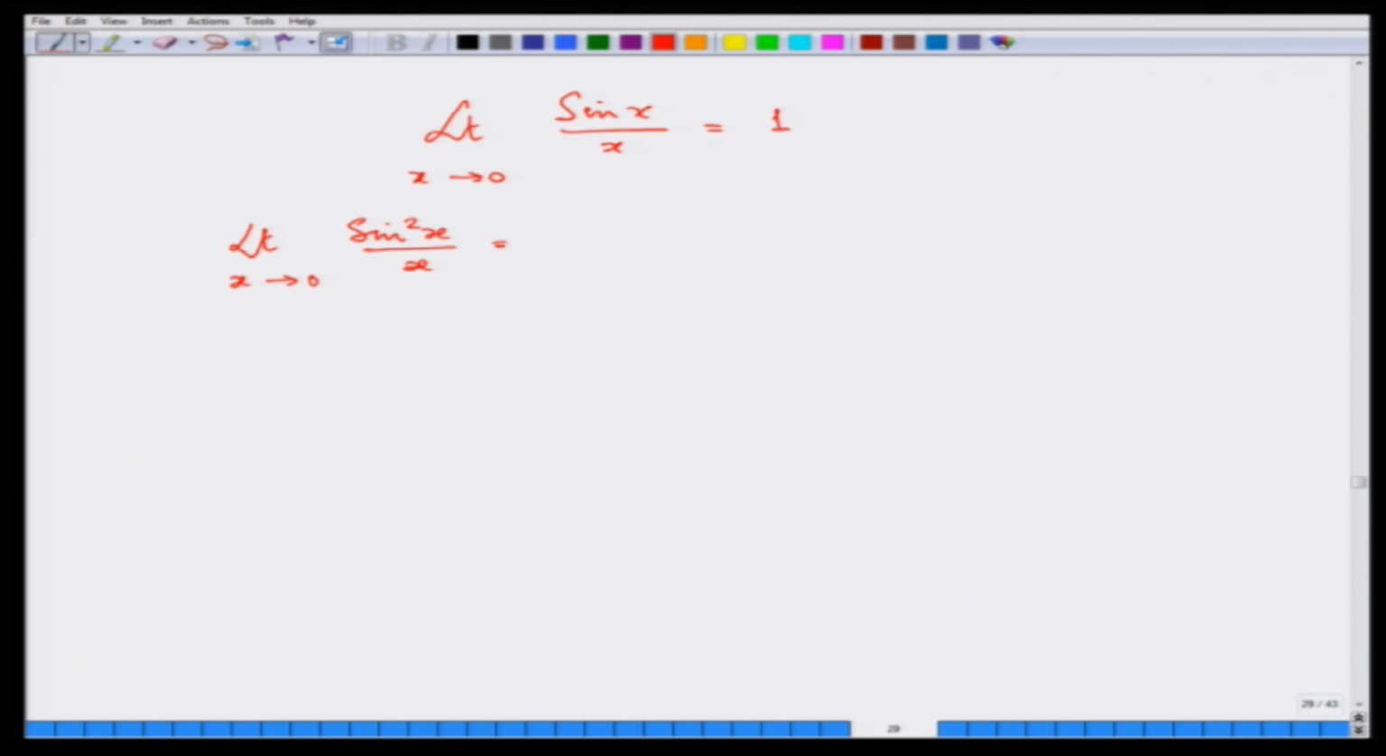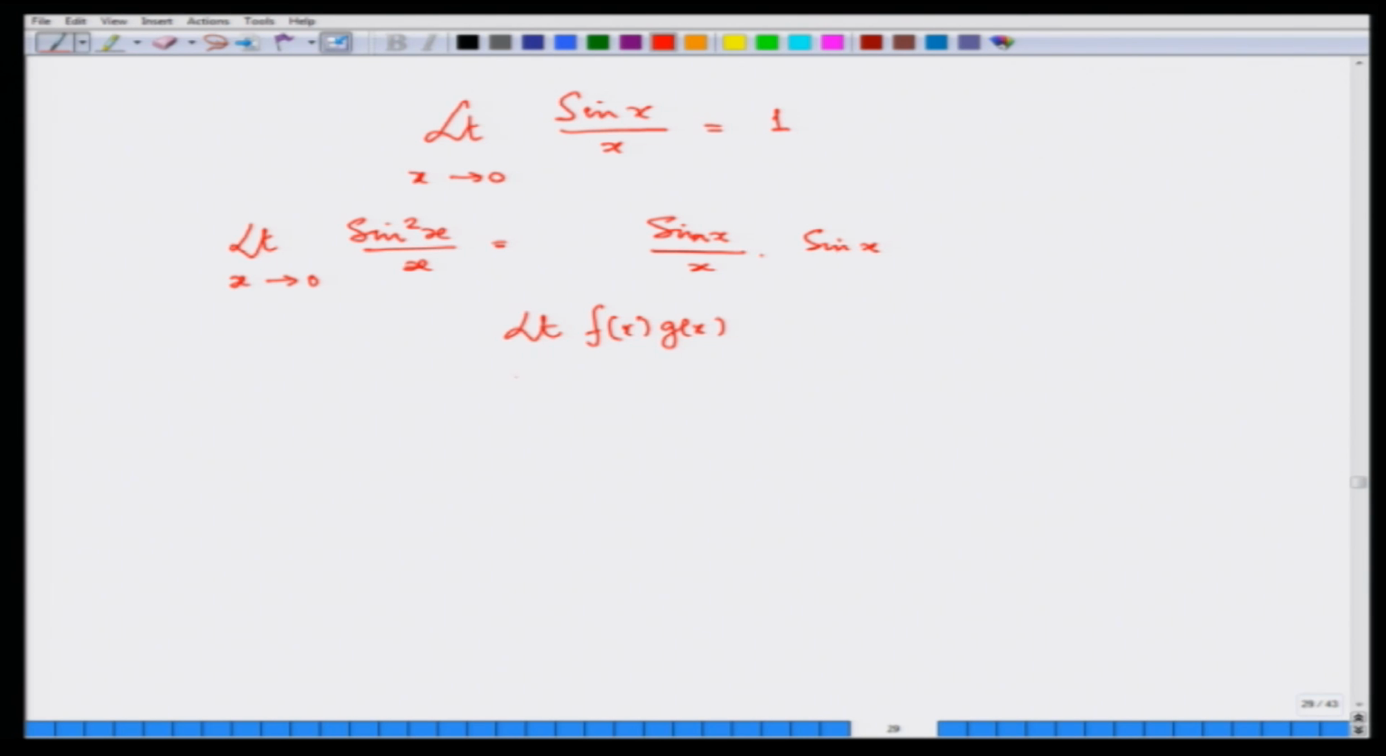It looks very surprising, and it is 0 by 0, but now we can write this as sin x into sin x. So, now we know that limit sin x by x is a finite quantity, which is 1 as x tends to 0, and limit sin x as x tends to 0 is 0. So, you know the multiplication rule, that if f and g are two functions and both of them tend to some limit, then the limit of their product is the product of the limits.